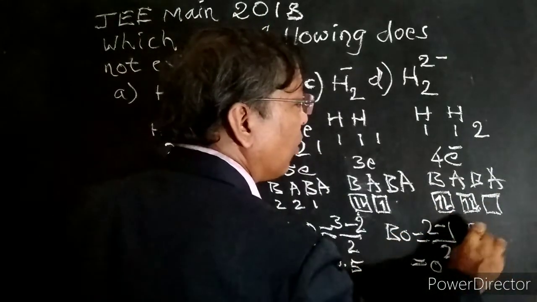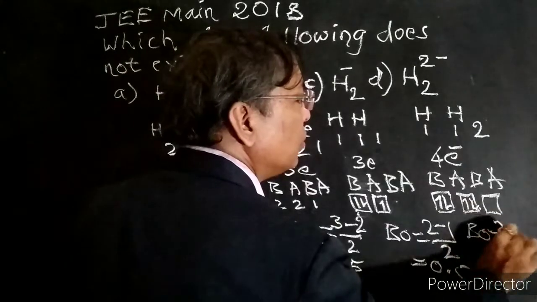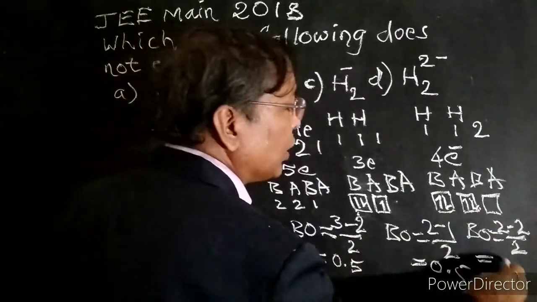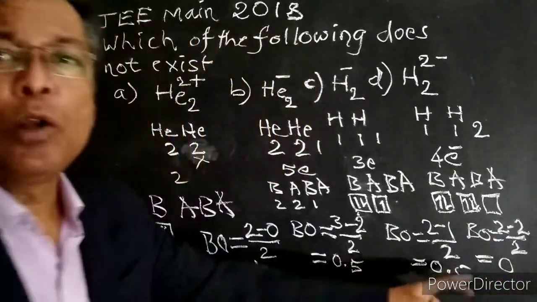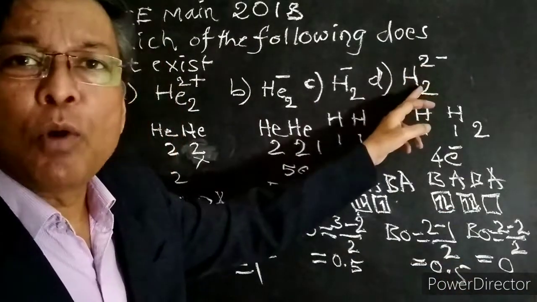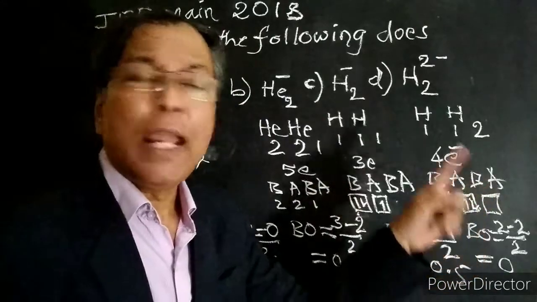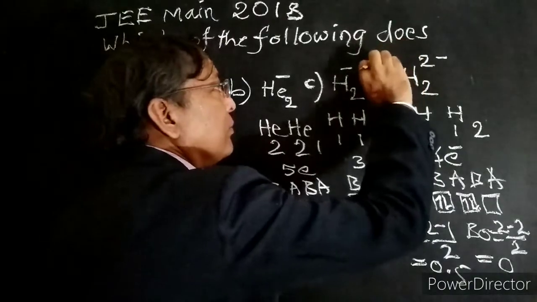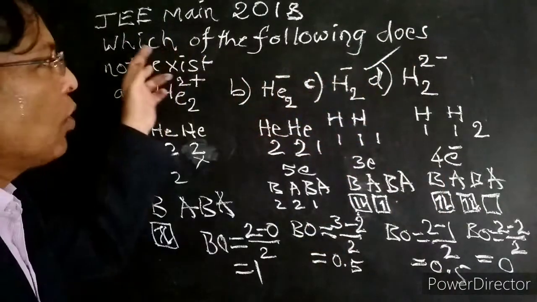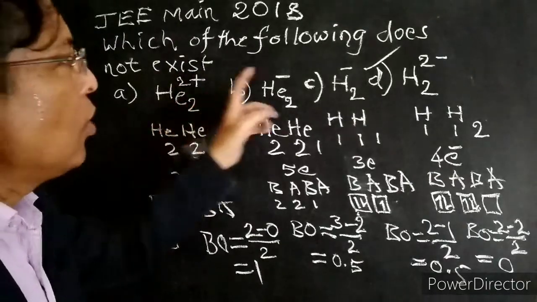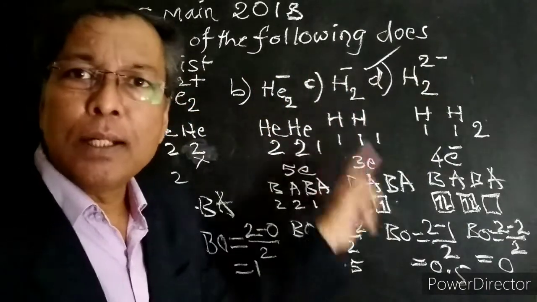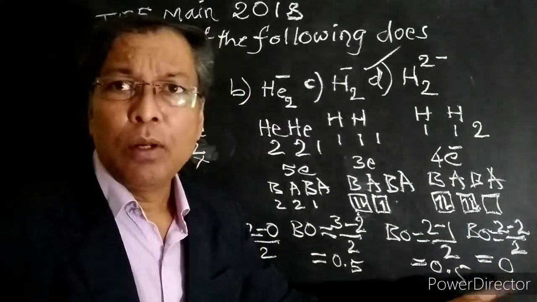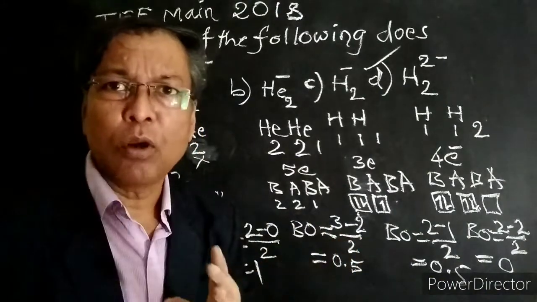Now, we use the formula: bond order equals the number of bonding electrons 2 minus the number of anti-bonding electrons 2, divided by 2. Therefore, 2 minus 2 means 0, 0 upon 2 means 0. This H2 2 minus molecule has bond order 0. Therefore, H2 2 minus does not exist. Therefore, the answer is D. I repeat the question, which of the following does not exist? Option D, H2 2 minus does not exist because the bond order of this molecule is 0. The molecule having bond order 0 does not exist.